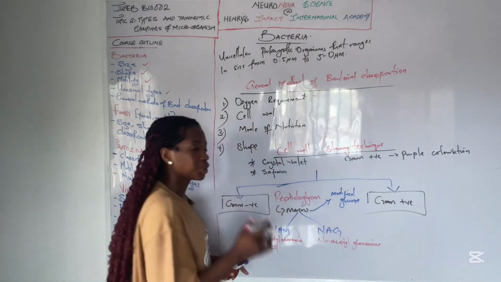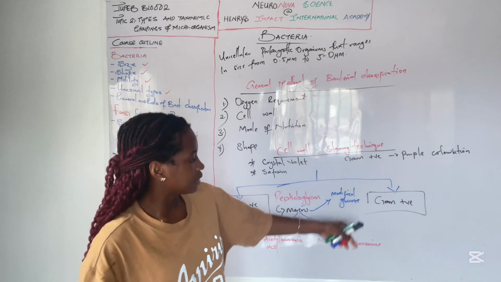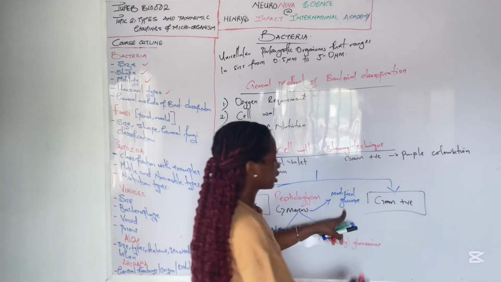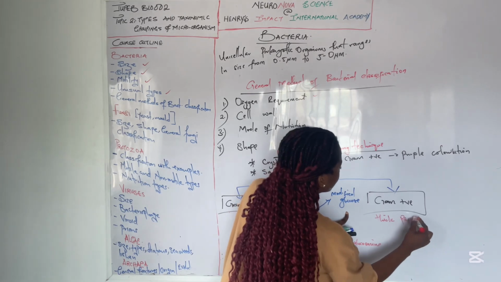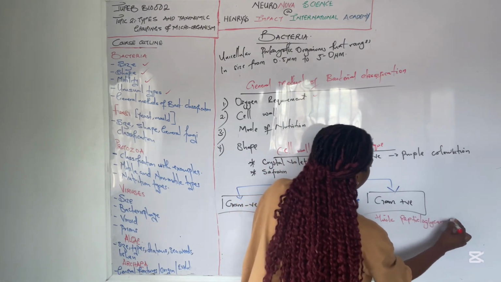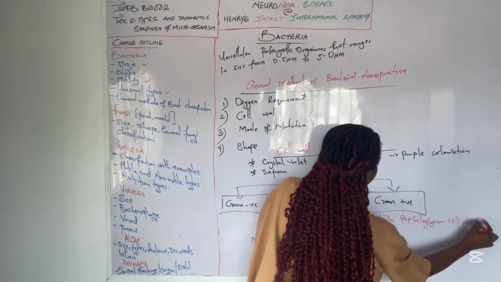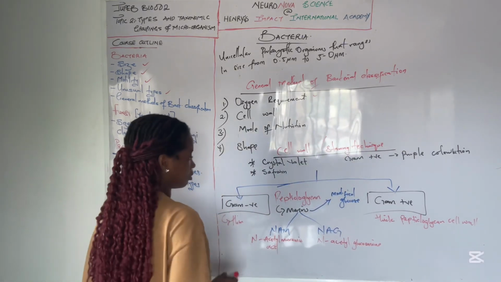So if they ask you which of the following bacteria have a thick peptidoglycan cell wall, that's why you're talking about your gram-positive. Gram-positive have a thick peptidoglycan cell wall, but your gram-negative have a thin one. Gram-negative have a thin peptidoglycan cell wall.